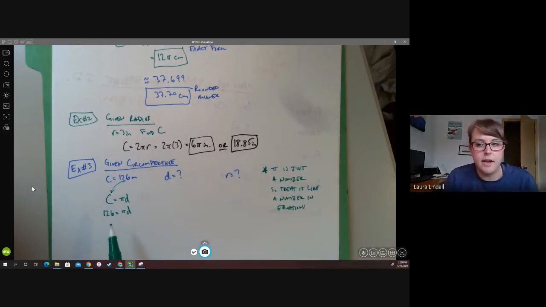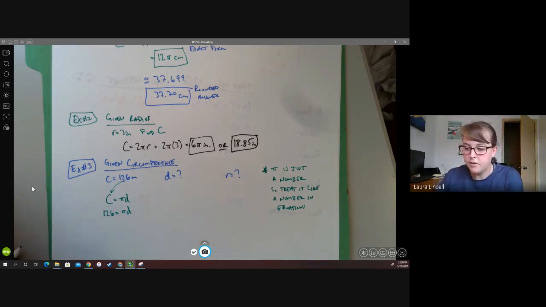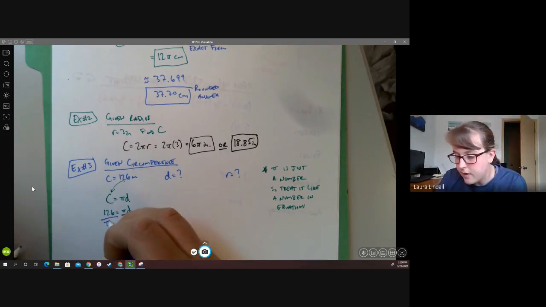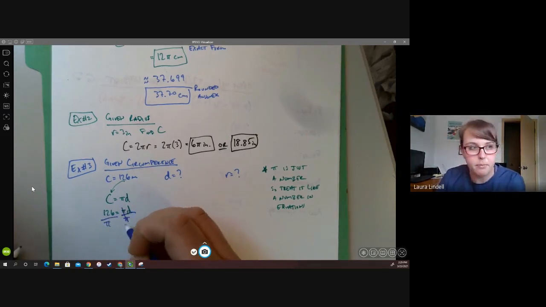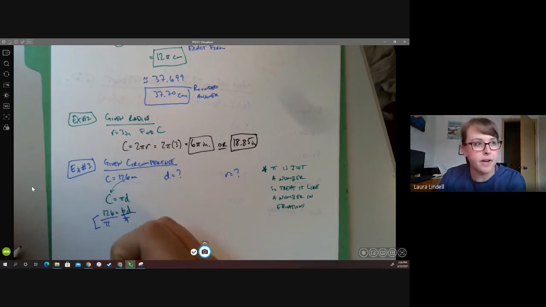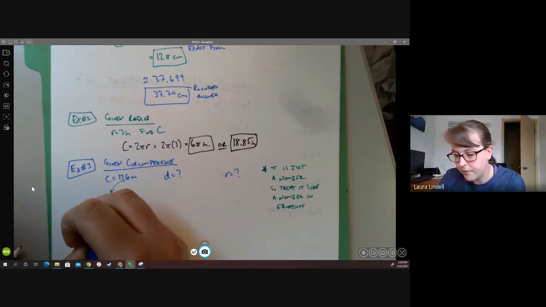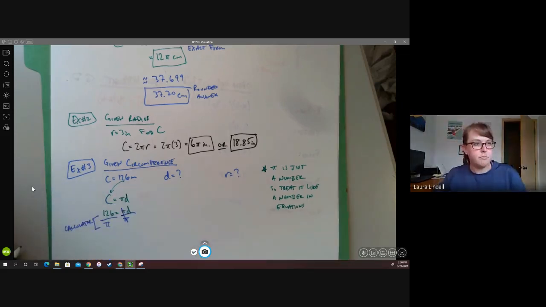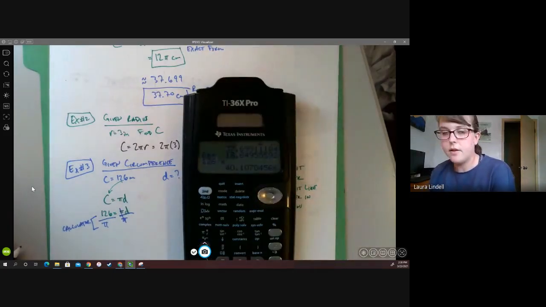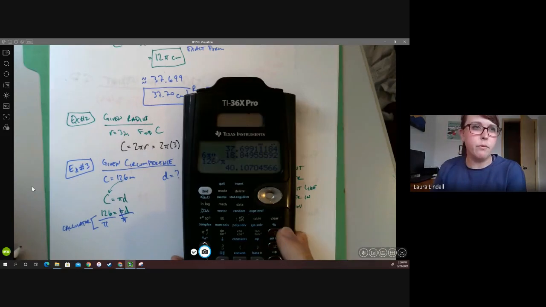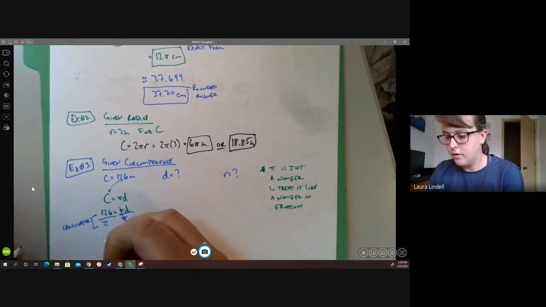Because if I had something like 126 equals 4 times d, I would divide by 4 on both sides to get d by itself. It's the same idea using pi. I'm going to divide by pi on both sides to get d by itself because it cancels out the pi. And then this is something I can type into the calculator. So into my calculator, I would type 126 divided by pi, which would give me 40.11 for the diameter.